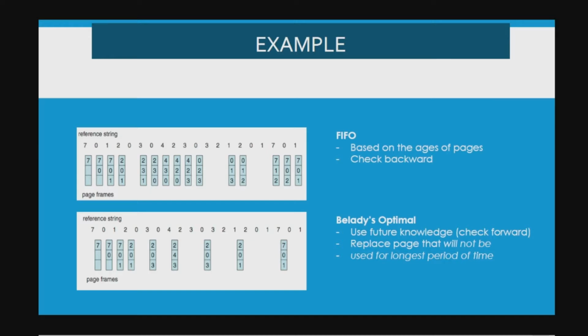First we look at FIFO, first in, first out. This algorithm is based on the age of pages, how long the pages have been there, so it checks backward. Next is Belady's Optimal. This algorithm uses future knowledge, which means before we make a decision, we need to check forward, into the future. It replaces the page that will not be used for the longest period of time. So this is Belady's Optimal.